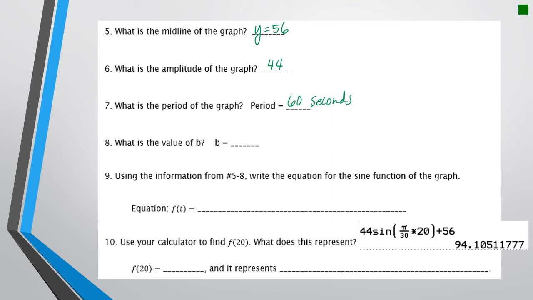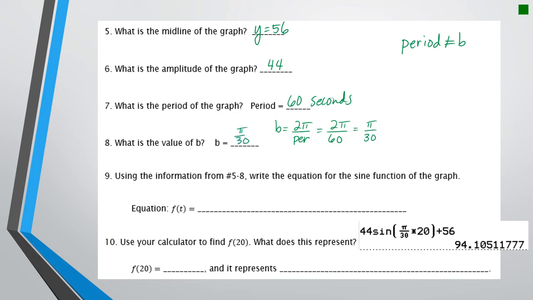From here, question 8 asks us to find the value of b. Remember that period and b are not equal to each other. They are related to each other, but they're not the same. So in order to figure out our b value, we're going to have to use our little formula that if you take 2 pi and divide it by the period, it will give you your b value. So I'm going to take 2 pi and divide it by 60, which is the period. And if you reduce it, you get pi over 30. So this is our b value.